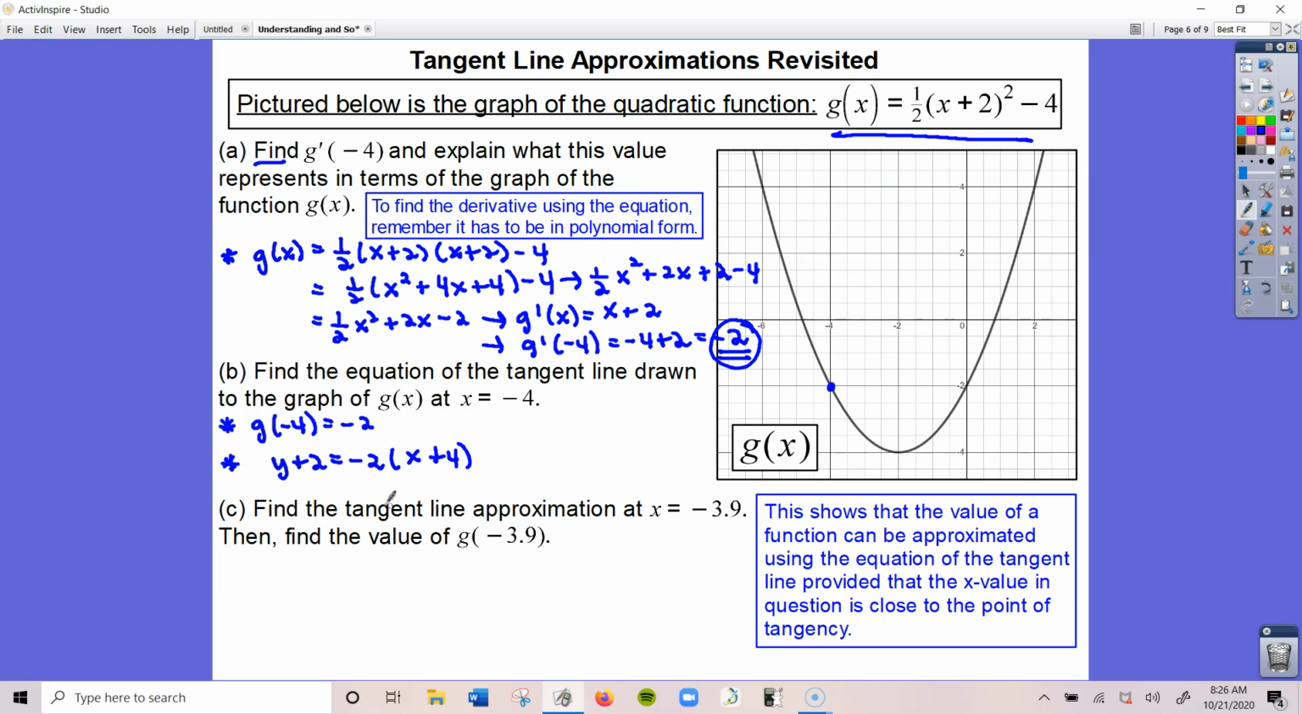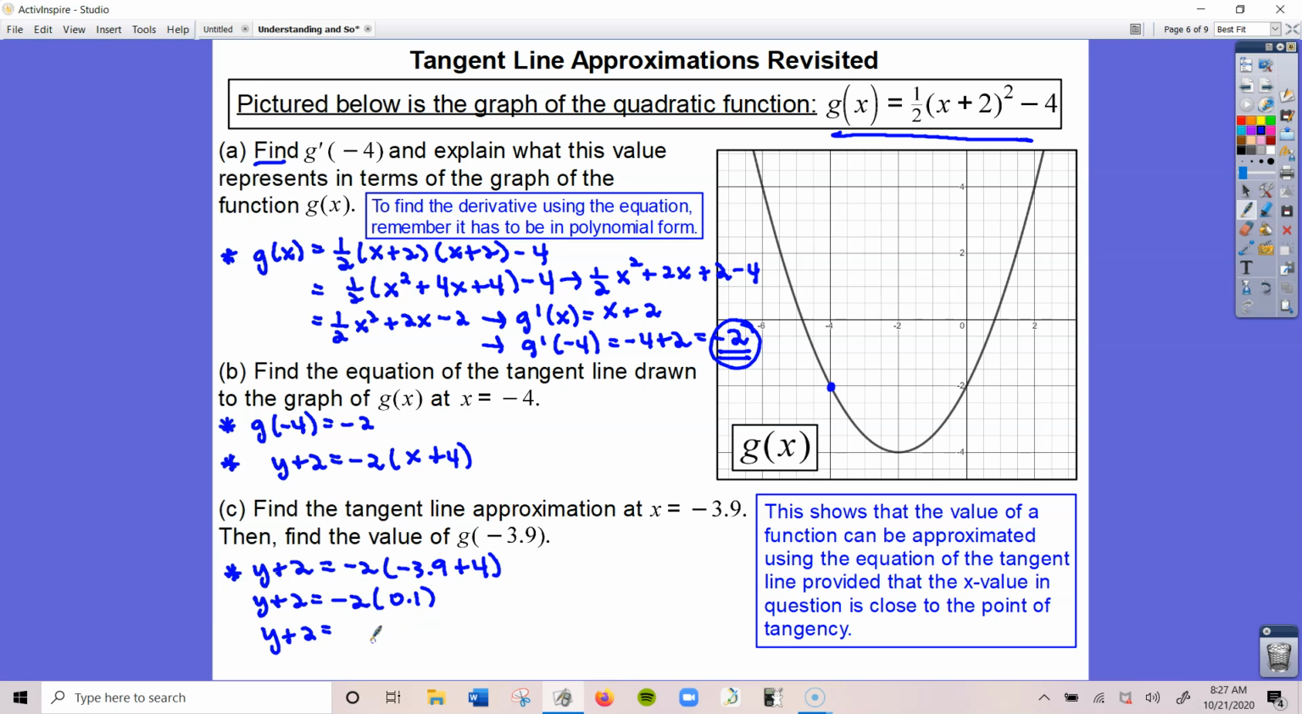Now we're going to find the tangent line approximation at x is equal to -3.9. Since this is the equation for when x is equal to -4, -3.9 is really close to it. So I'm going to plug in -3.9 into my equation. So y plus 2 is equal to -2 times -3.9 plus 4. And I'm going to just work this out. -3.9 plus 4 is 0.1.